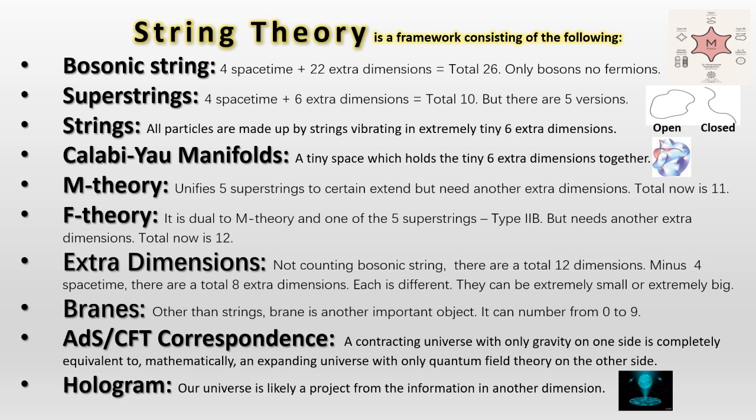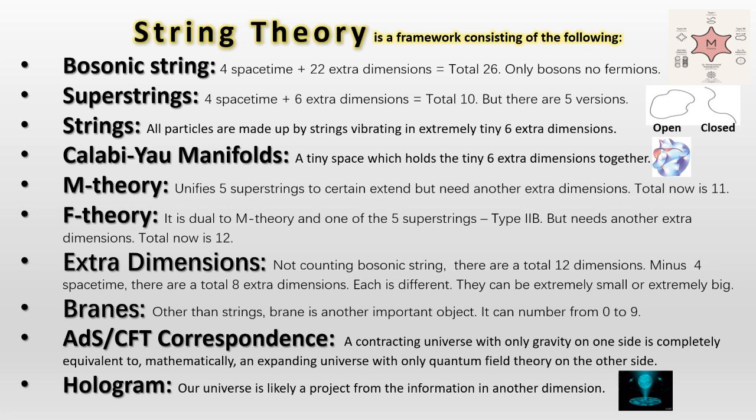All these 5 versions have extremely tiny strings vibrating in 6 extremely tiny extra dimensions. All particles in the universe can be explained with different vibrations. In order to contain this space, the famous Calabi-Yau manifolds is used. In 1995, Edward Witten came to the rescue. He introduced M-theory, which kind of unifies the 5 versions, but an extra dimension is required. The universe now has 11 dimensions instead of 10.